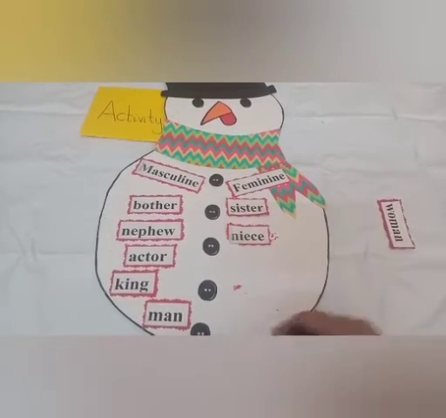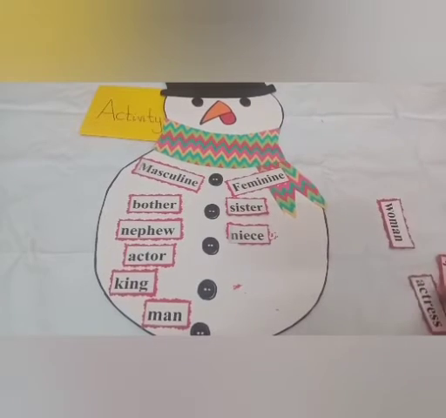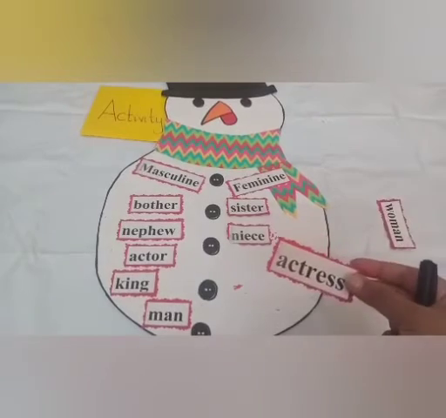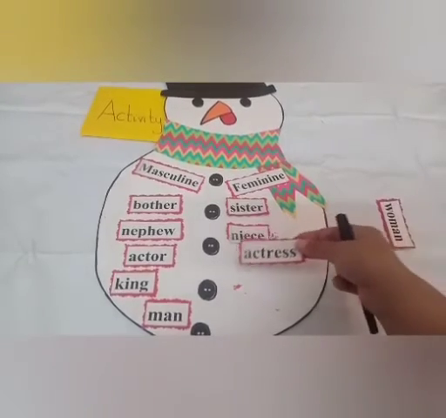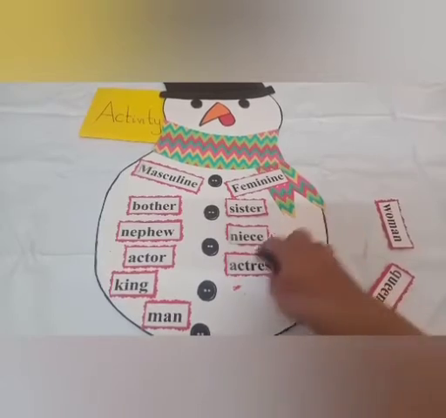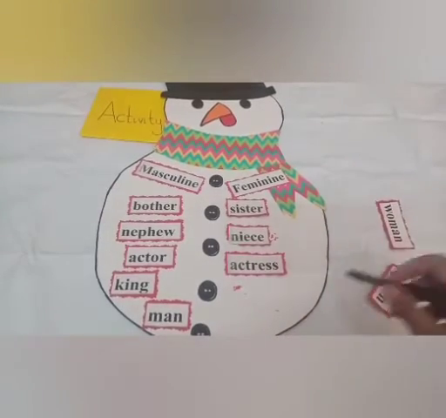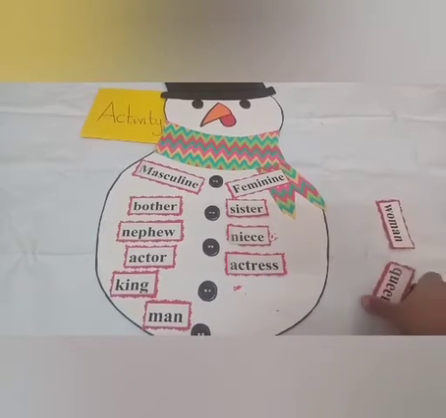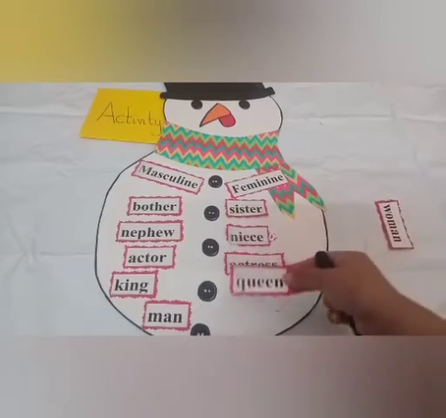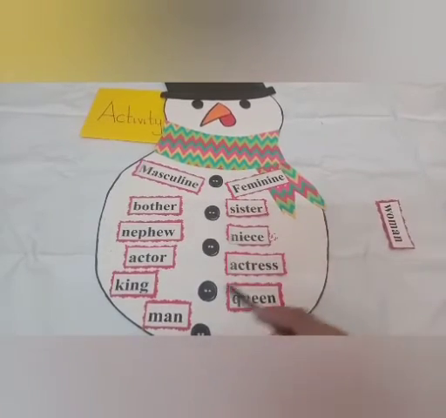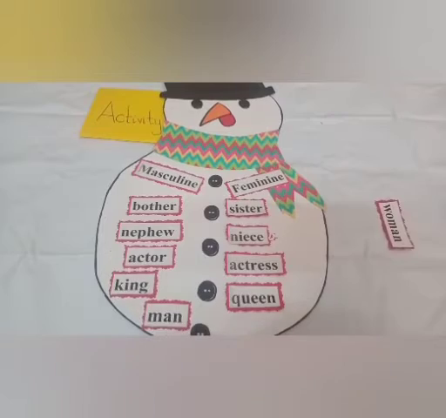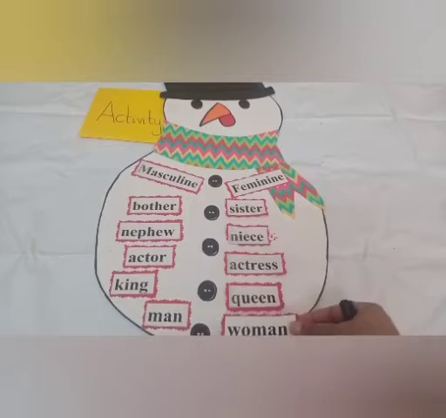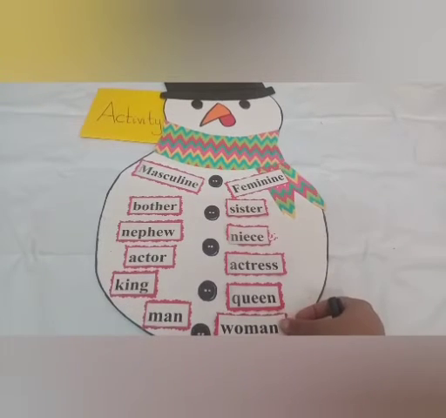Actor. And what is the feminine of actor? Queen? No, no, no. Its feminine is actress. Actor, actress. So we paste actress here. Which word is this? King. And what is the feminine of king? Woman or queen? Yes, queen. So we paste queen here. And which word is this? Man. And what is the feminine of man? Woman. So we paste woman here.